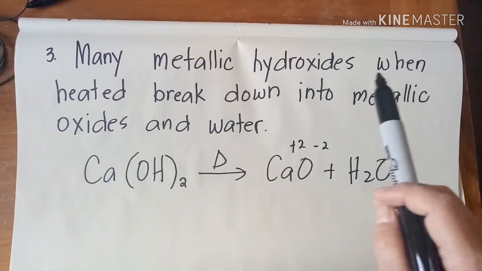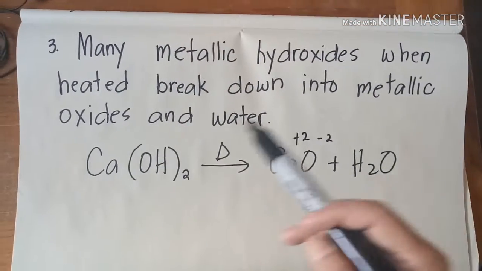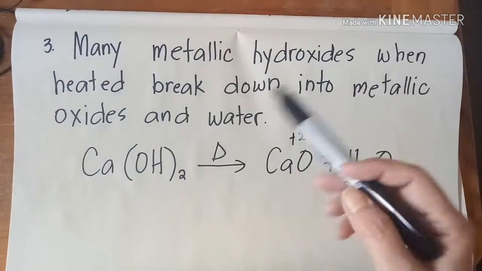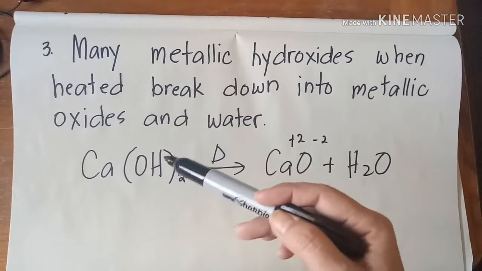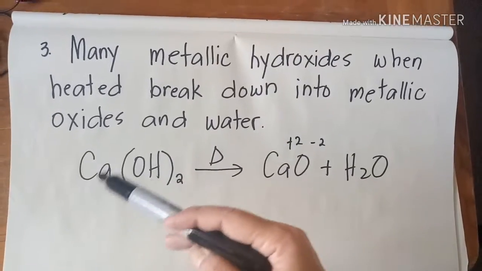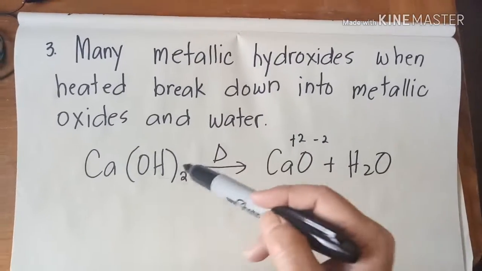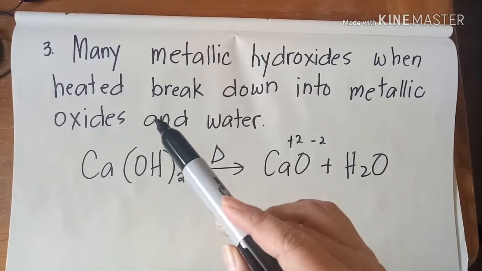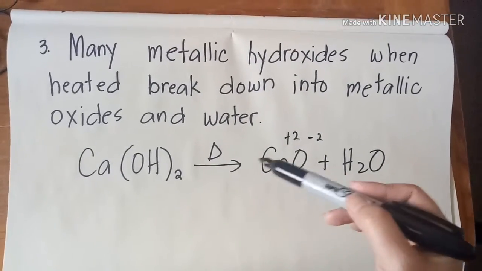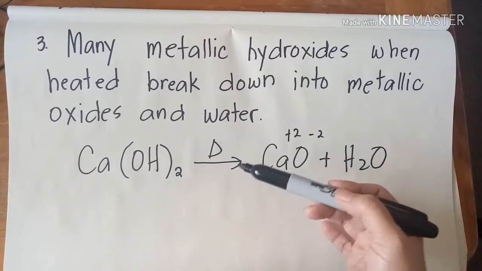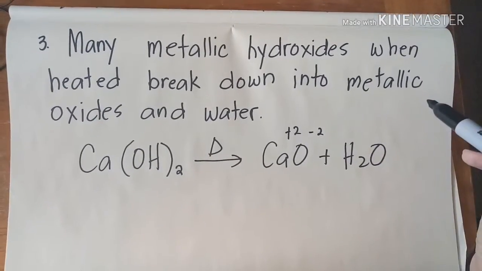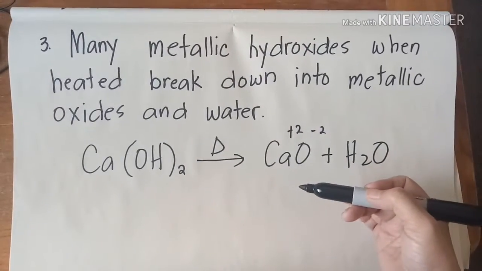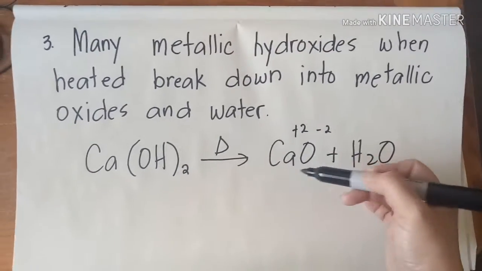Many metallic hydroxides, when heated, break down into metallic oxides and water. So our metallic hydroxide here is Ca(OH)2. Ca is calcium, which is the metal, and hydroxide formula is OH. Alright? So, when this one undergoes decomposition reaction, it's gonna give you one product, which is metallic oxide. So the metallic oxide here is CaO. How did we get this?